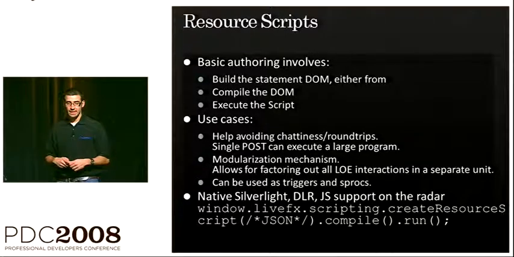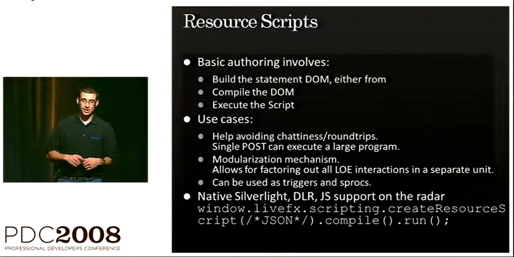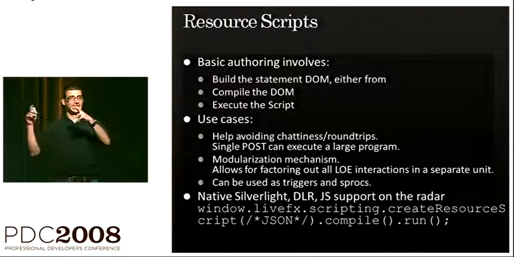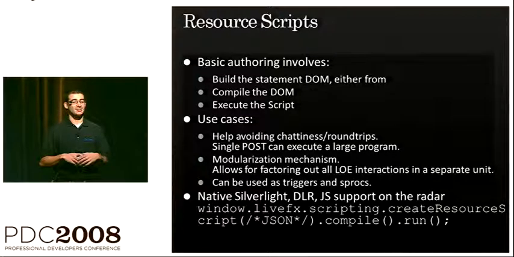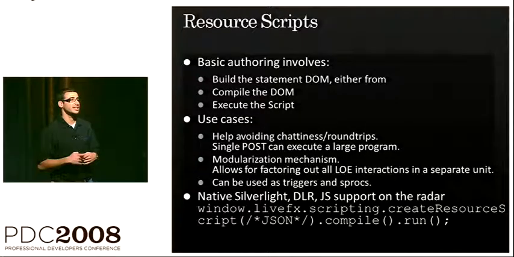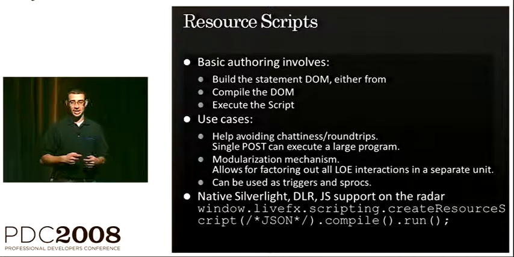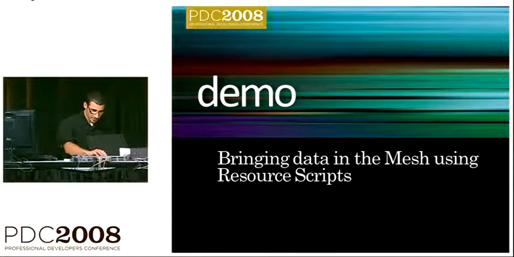Pretty nifty. We don't have native Silverlight DLR JS support, but it's coming soon. Imagine the ability to, we have run at, think the equivalent, run at server, run at client. Inside the browser, we don't have that quite yet, but coming soon will be the ability to execute that natively and locally with your app in the browser, which is pretty nifty. So let's take a look about resource scripts.